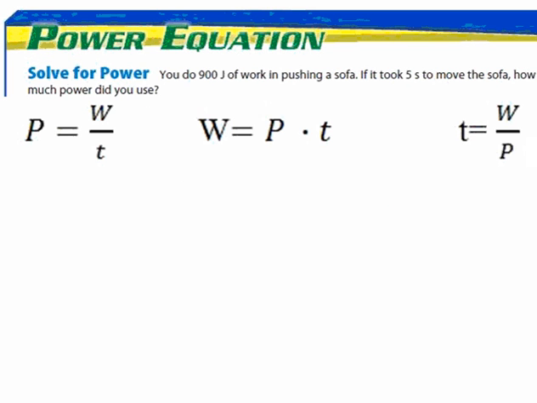So the textbook goes through on page 130 and solves this equation for you using this problem. It says, you do 900 joules of work in pushing a sofa. If it took 5 seconds to move the sofa, how much power did you use? Now the equation that we're going to use is the one to find power. So we're going to use that equation where power is equal to the work divided by the time.